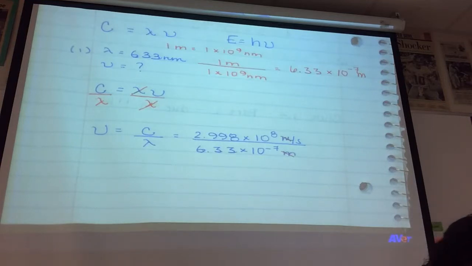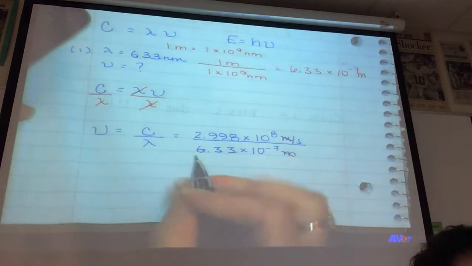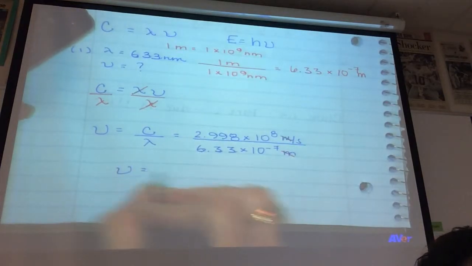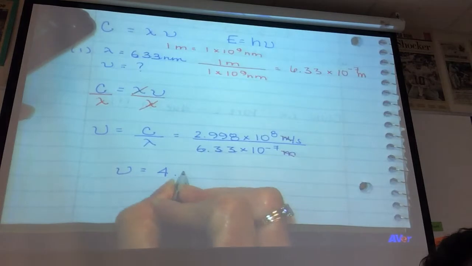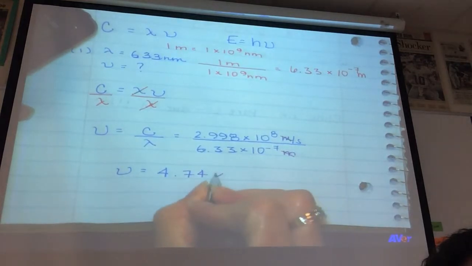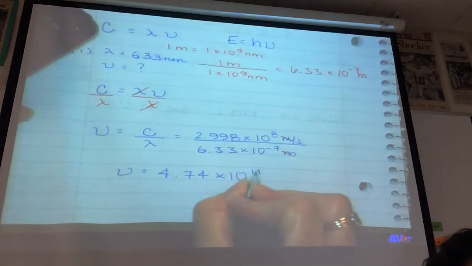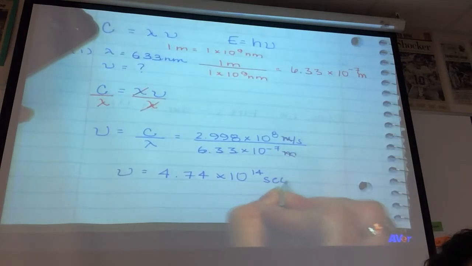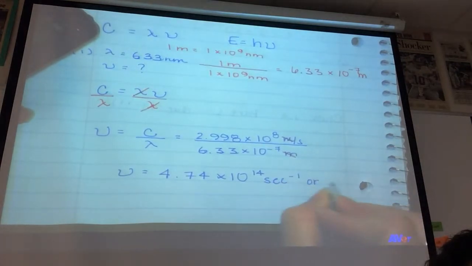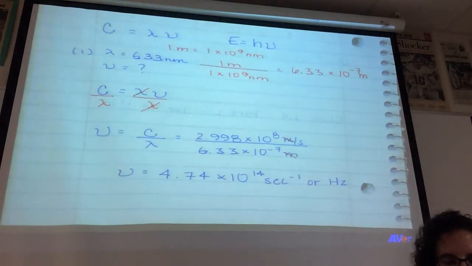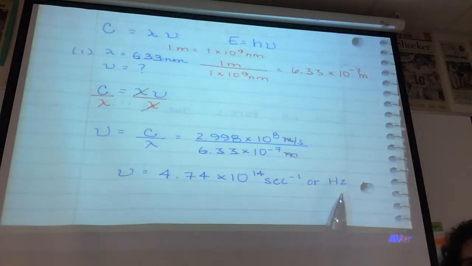We talked about calculator usage earlier in the year. And the frequency is 4.74 times 10 to the 14 seconds to the negative 1, which is also known as hertz. That's a little tricky. It's very often given as hertz. It's easier to do as seconds to the negative 1.